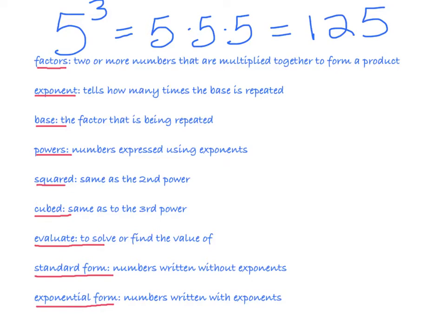Here again, pause the video, copy down these vocabulary words. There are a lot of them. Factors are two or more numbers that are multiplied together to form a product. In this case, these fives are the factors. They are the numbers that multiply together to form the product, which is 125.